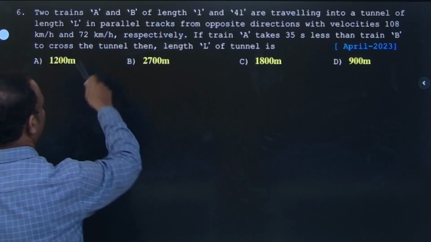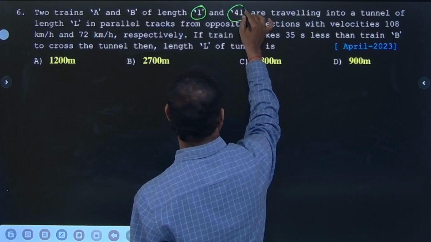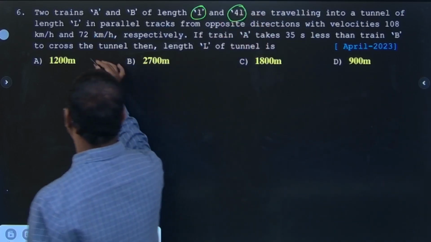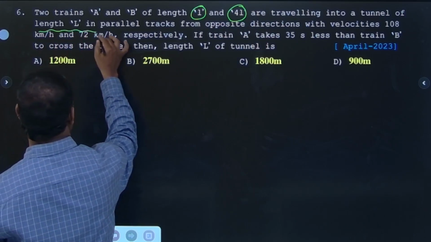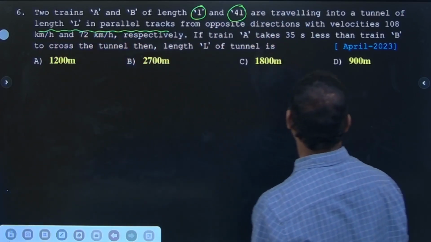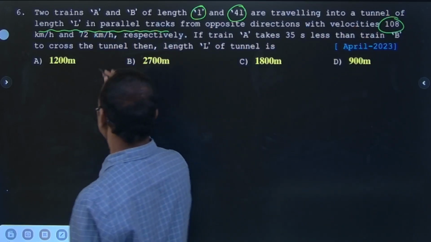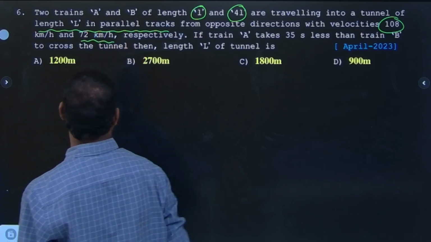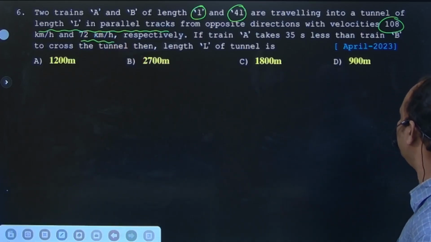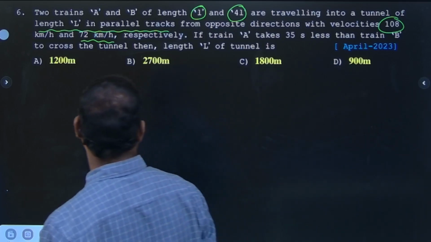Two trains A and B. The length of train A is l and train B is 4l, traveling into a tunnel of length L, on parallel tracks from opposite directions. Their velocities are 108 kmph and 72 km per hour respectively. If train A takes 35 seconds less than train B to cross the tunnel, then the length L is what?